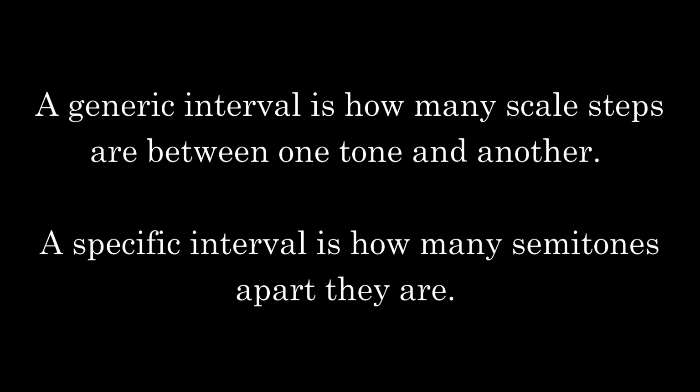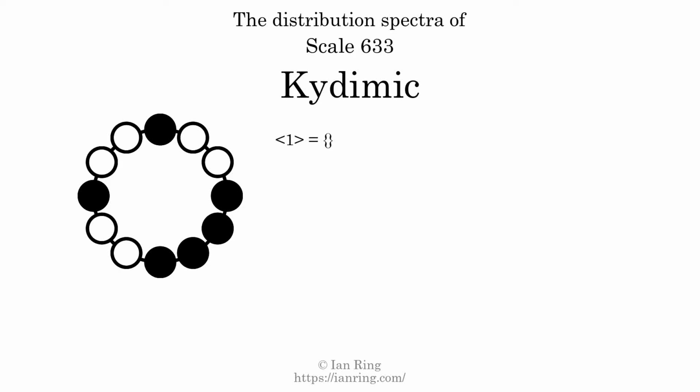A specific interval is how many semitones apart they are. The generic interval of one scale step comes in 2 different specific interval sizes, 1 semitone and 3 semitones. The spectrum width of this generic interval is the highest, 3, minus the lowest, 1, which equals 2. The generic interval of 2 scale steps comes in 3 different specific interval sizes, 2 semitones, 4 semitones, and 6 semitones. The spectrum width of this generic interval is 4.